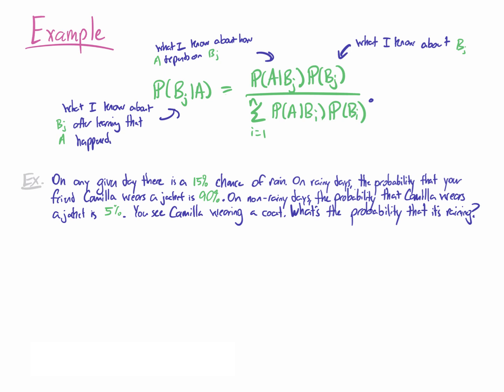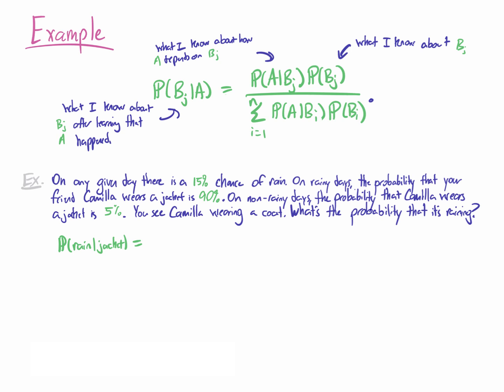So here's the thing. You see Camilla wearing a jacket. What's the probability that it's raining? What's the probability that it's raining if Camilla is wearing a jacket? So let's calculate. We want to know the probability of rain given jacket. The event I observed is that Camilla's wearing a jacket. I want to know the probability of the event that it's raining. And so Bayes' rule gives us a way to calculate this.